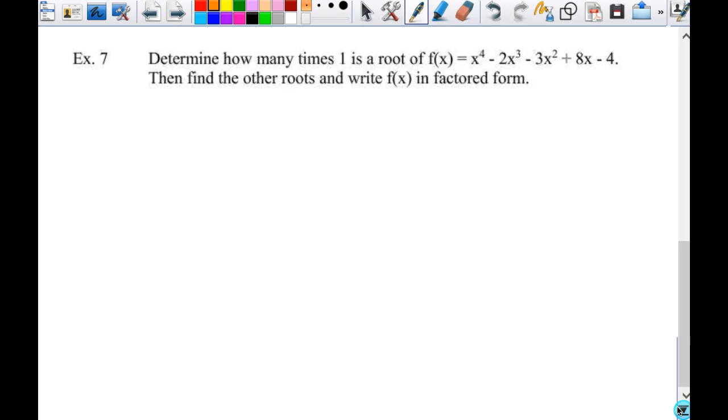But if 1 is a root, when I make my little box here, do I put a negative 1 right here? If 1 is the root? No. Okay, so this is just 1, right? Then I'm going to write this out. I'm not missing any, so I don't need any placeholders. So this is going to give me 1, negative 2, negative 3, 8, and negative 4.